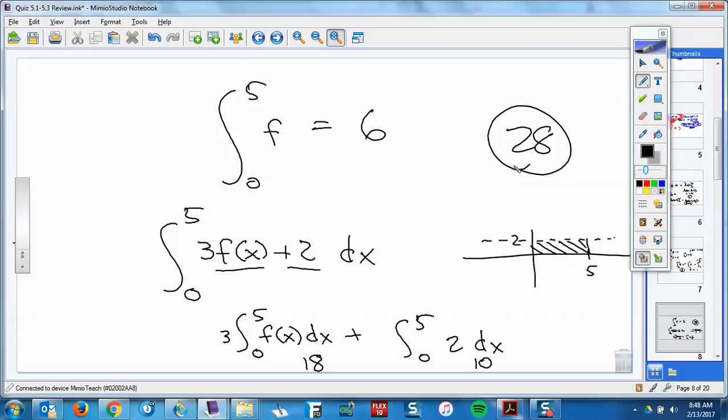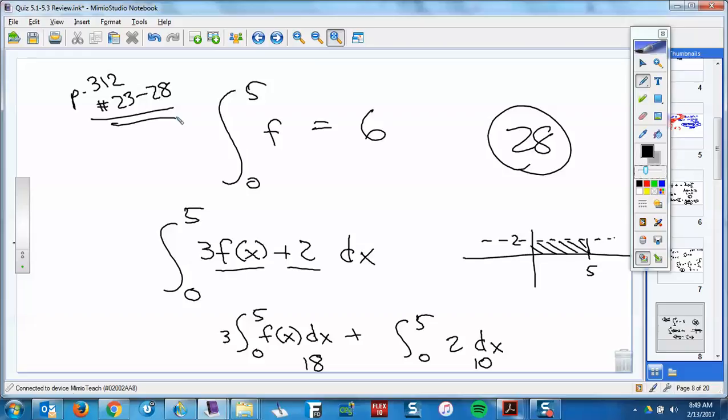So if the area from 0 to 5 is 6, and I give you this, that's the other thing we did, splitting it up. We did that the very first day, in the very first assignment. If you go back to the 5.1 homework, there was some of that, problems 23 through 28, page 312. You may want to go back over those too.